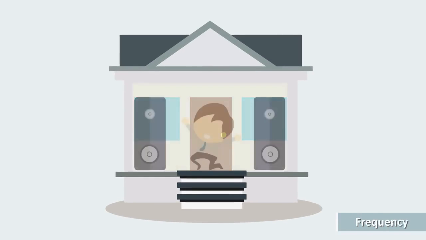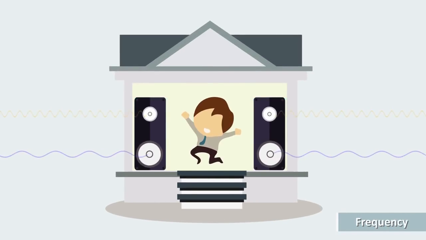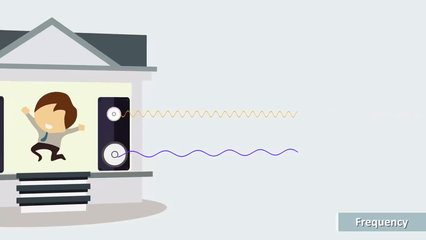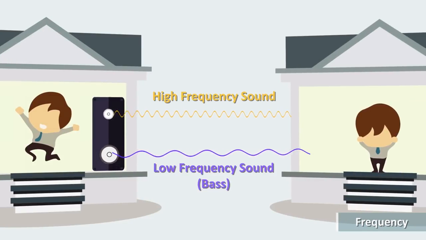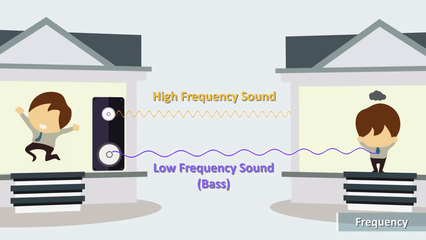A good example to demonstrate the concept of sound frequencies is listening to loud music played in the home next door. The bass, or low frequency, is often heard through the wall. Higher frequencies are often attenuated or absorbed by the walls of the home.